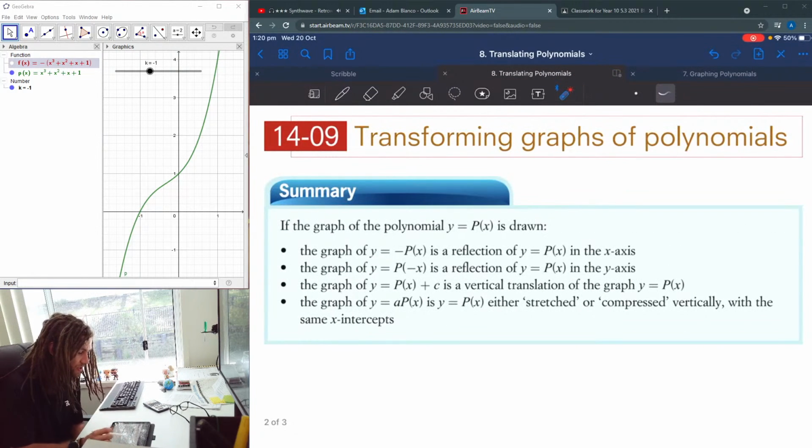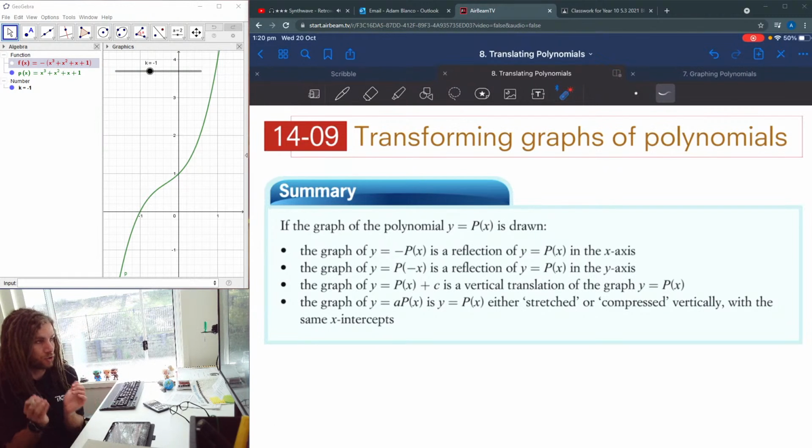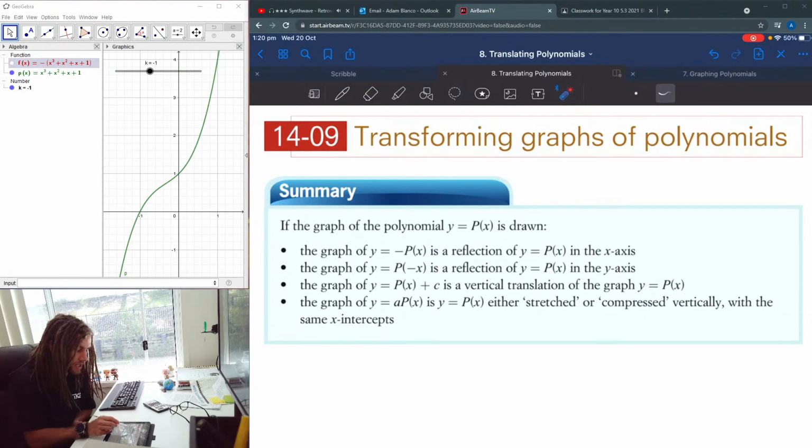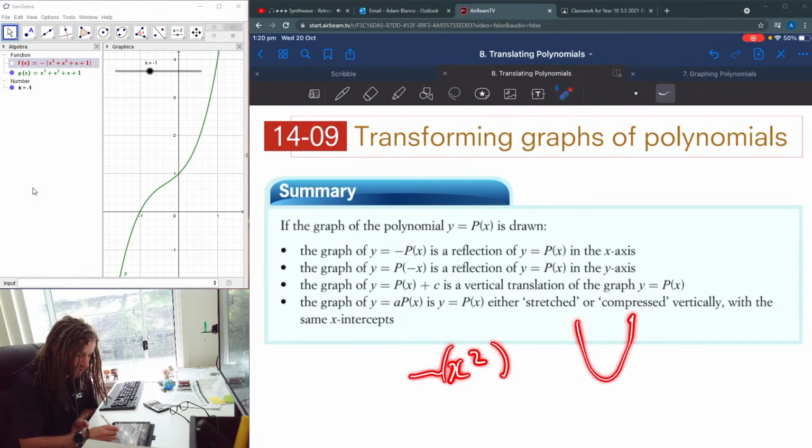This lesson, what we're going to be able to do is look at the graph of an already graphed polynomial and do stuff to it. So instead of having p of x, which is just some random thing that I've drawn, imagine I've got p of x here. If I find minus p of x, so if I just put a minus in front of it, what that does is flip it over the x-axis. Think about x squared, which looks like this. If I have minus x squared, it's upside down. It flips on the x-axis.